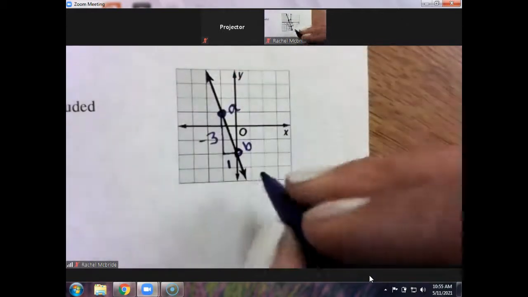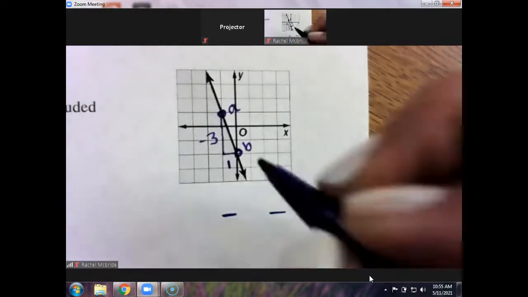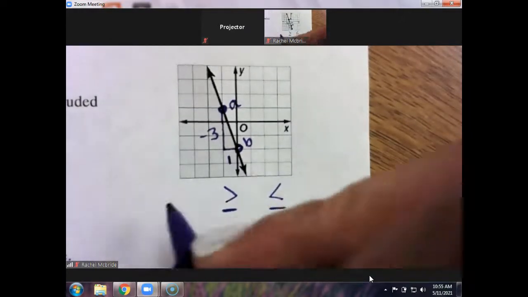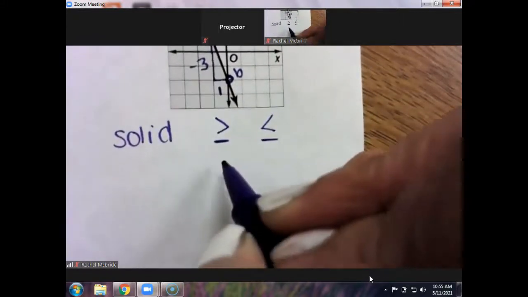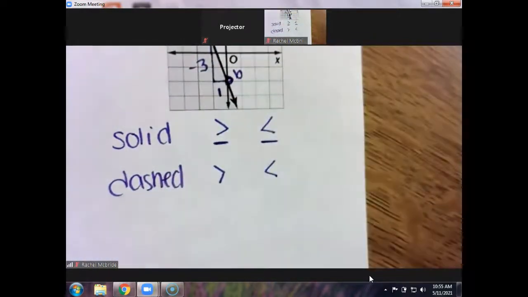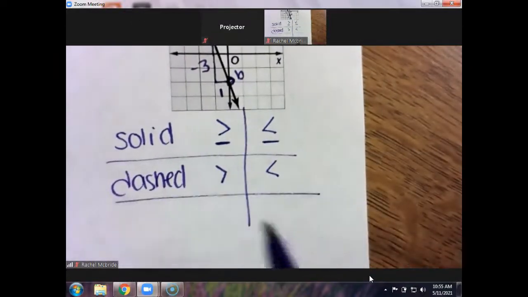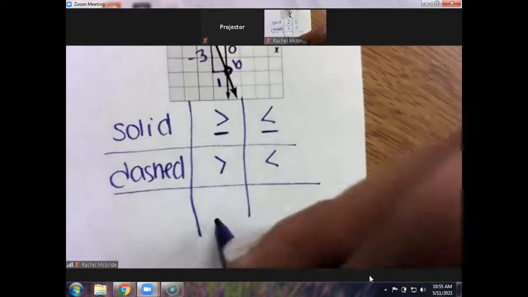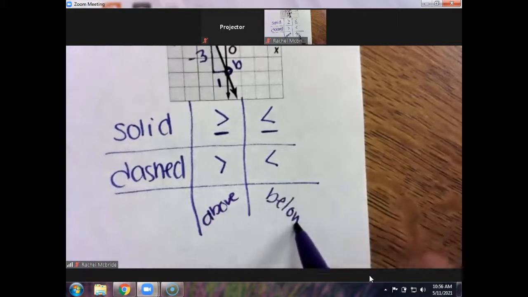So if the line is solid, then my inequality has an equal to as part of its sign. So you have the greater than and the less than inequalities. These will both give you solid lines. And then we have our dashed. So again, you can have solid or dashed. If it's greater than, then it's above. And if it's a less than, you shade below.